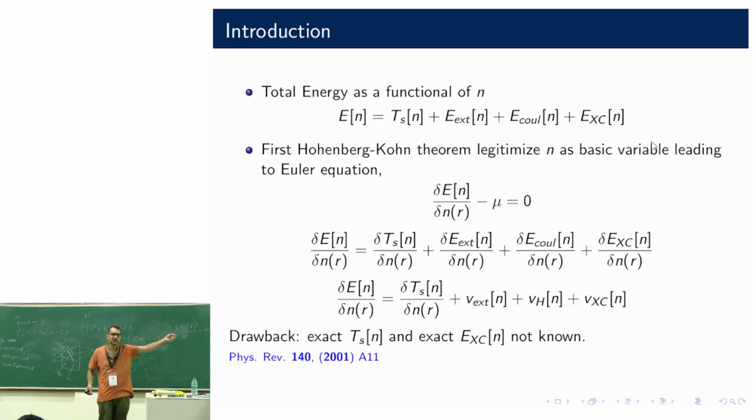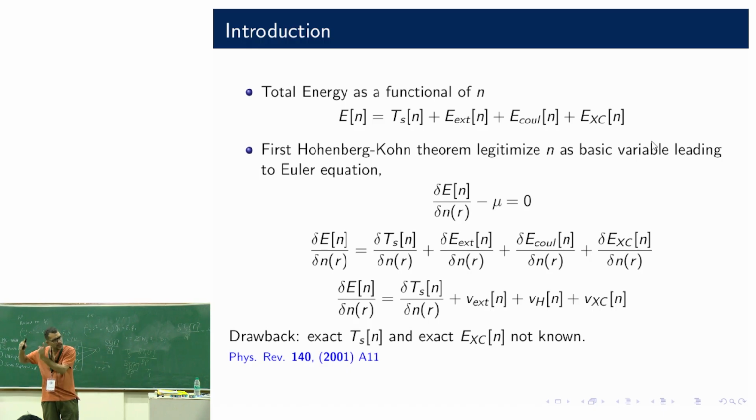Whatever be the starting density, whatever be the starting density, when I do these iterations, I have to get the minimized energy density. No, yeah, it should be R. Yeah, I'll do that. Yeah.